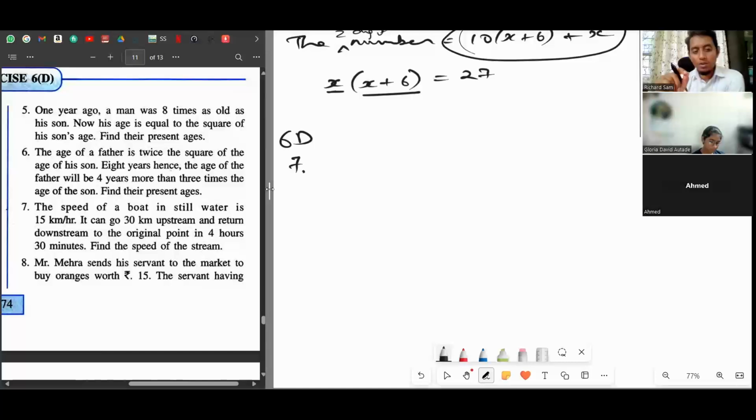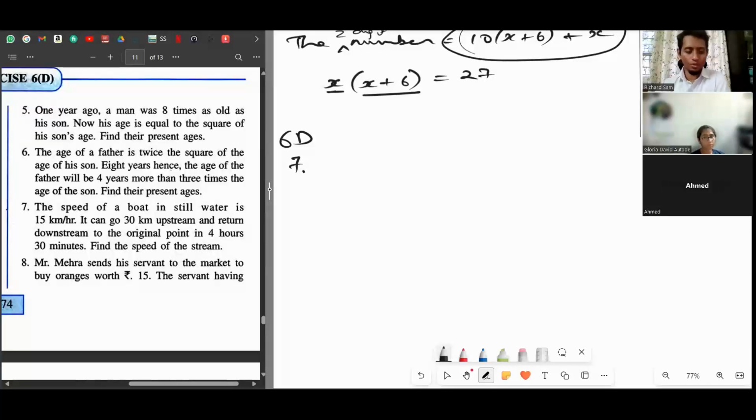Okay. Now this boat can go 30 kilometers upstream and return downstream to the original point in 4 hours 30 minutes. Find the speed of the stream. Now if there's a river, then the river is moving. The water is moving at a certain speed. Understand? Now, if you go upstream, can you go faster or slower? If you're going upstream, slower. If you're going downstream, you're faster, right? Faster. Okay.